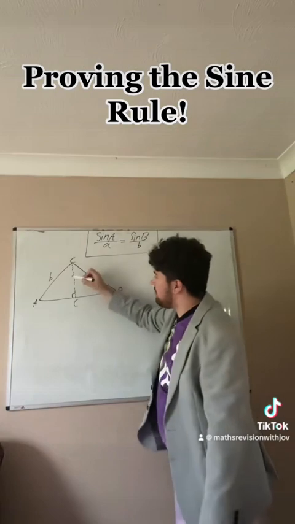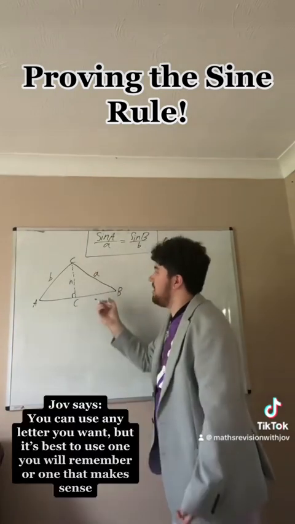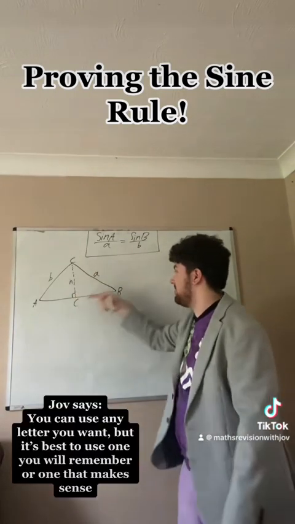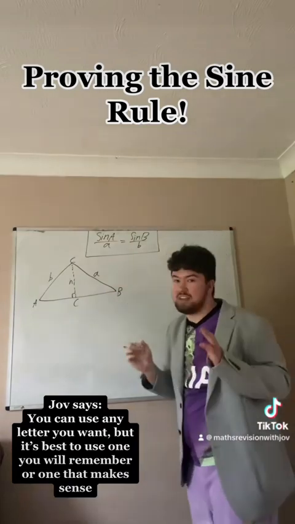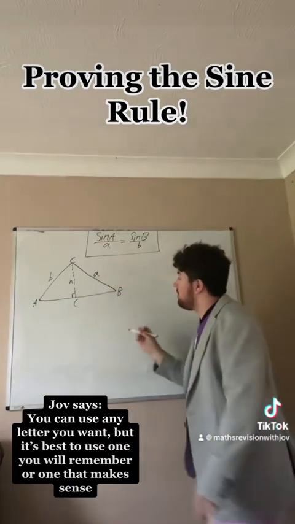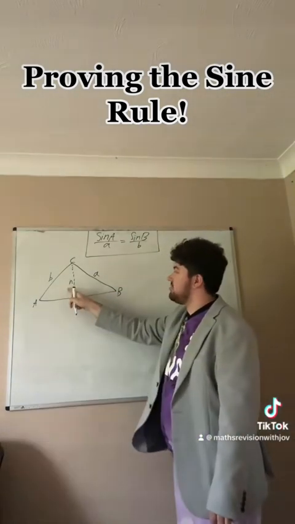Now we're going to label this line H for height. It could be anything. You could label it D if you want for A, B, C, D. Whatever, it's up to you. That's the beauty of algebra. And we're actually going to find H in two different ways.